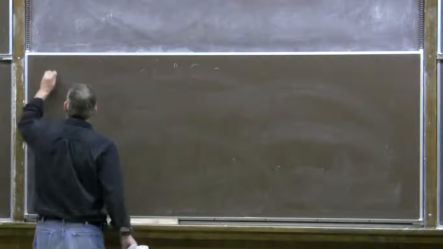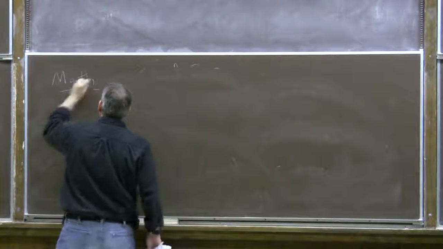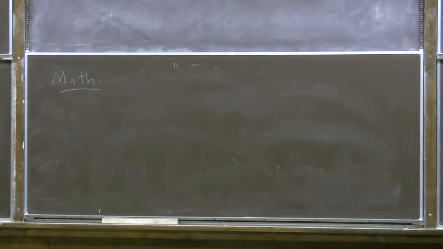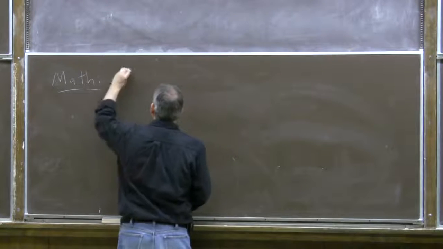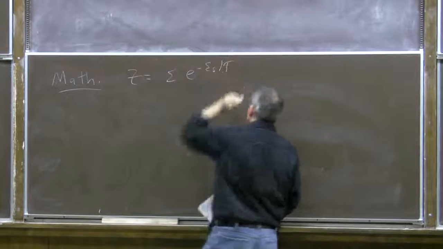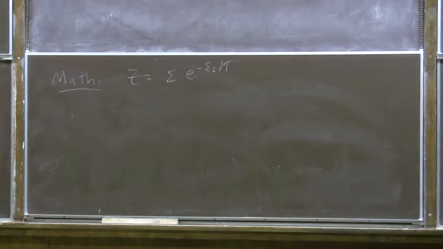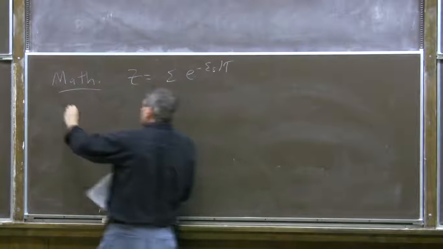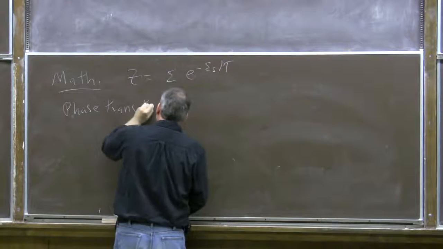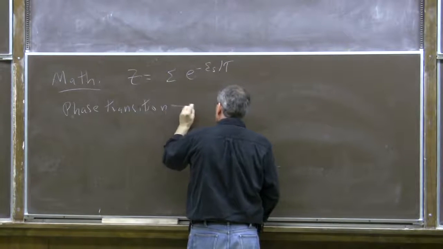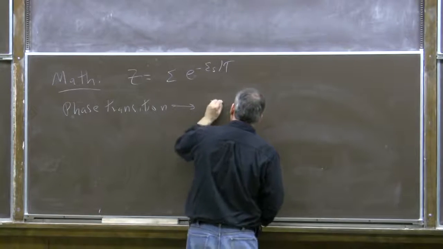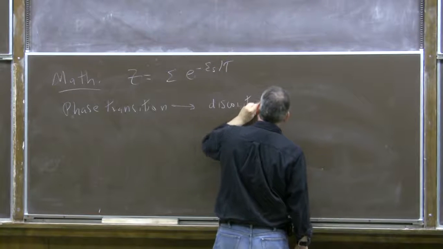So mathematically, we can get all of the information about what phase the system is in by studying its partition function, the sum over states of e to the minus energy of state over tau. And phase transitions correspond to discontinuities in derivatives of the partition function. Not necessarily first derivatives, maybe higher derivatives.